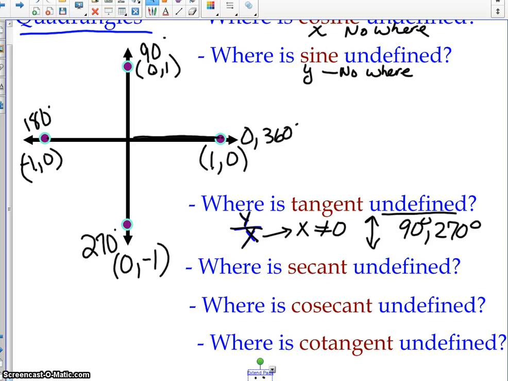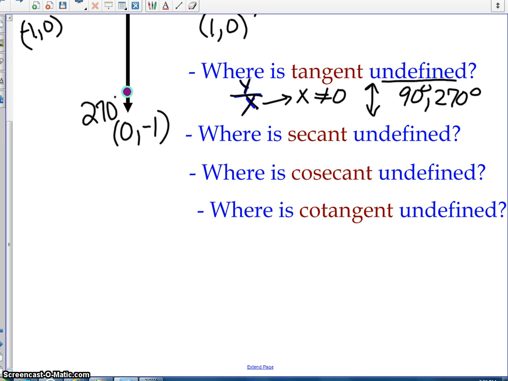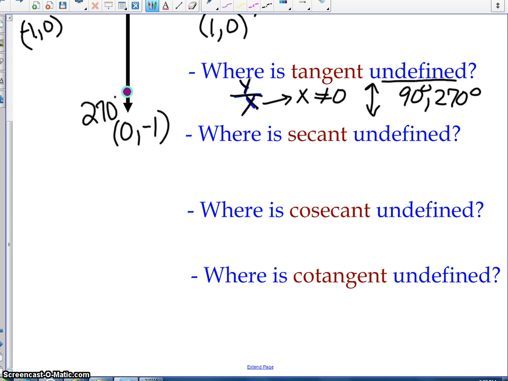The same idea holds true for secant, because in secant what you're doing is taking 1 divided by the x. So the same idea: you can't have x equal to 0, and that means it can't be on the y-axis.